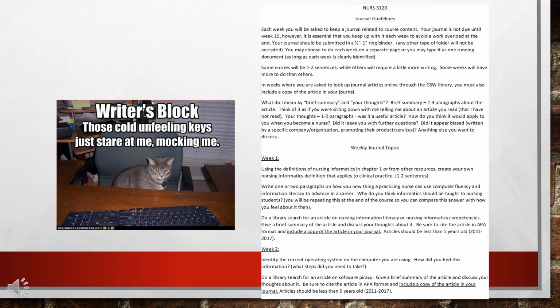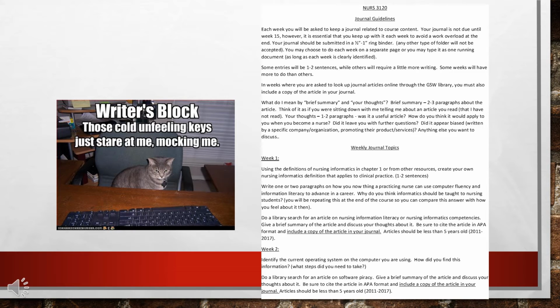As far as your reflective journal, those guidelines are also posted in the course. I just want to point out a couple things. I understand that this is not due until week 15. However, it's essential that you keep up with it week to week, because if you wait until the end, you're going to get very overloaded with a lot of work to do.